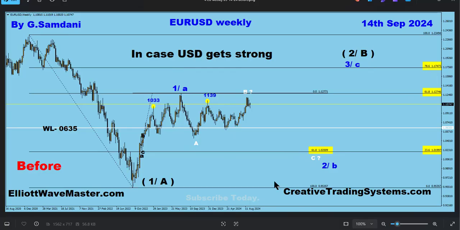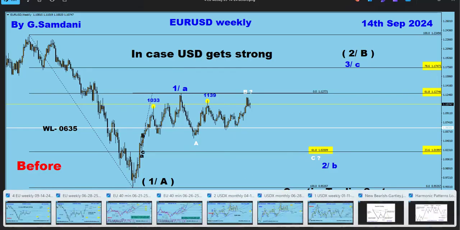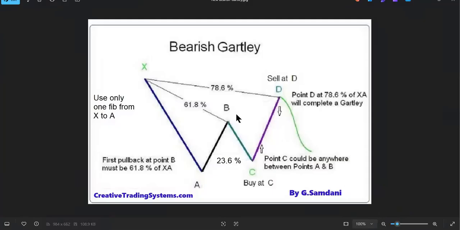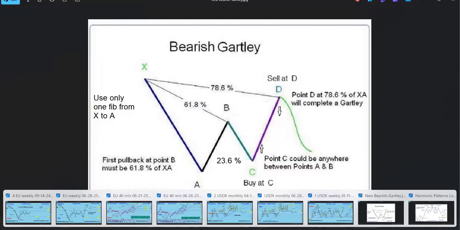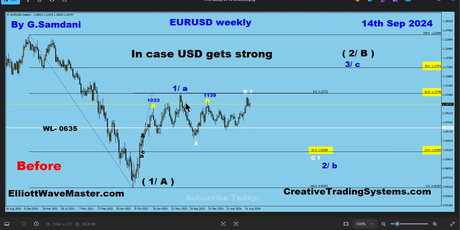Why? Because if you look at the Gartley pattern I just showed you, that's what the calculation is. 61, 23, 78. Now watch. This touch is 61. Then I said it's going to come down to 23. And then I said it's going to bounce from here and go to 78. And that would be a Gartley pattern. It's not marked here because I didn't want to make the chart messy.